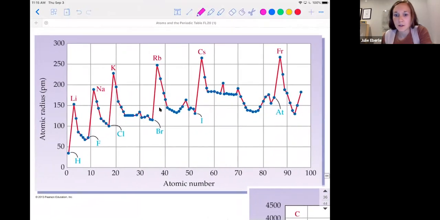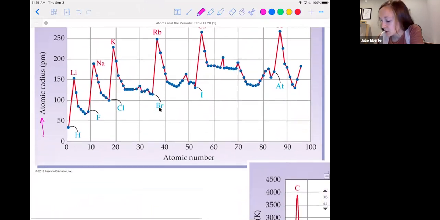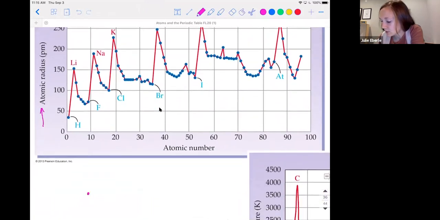Okay, let's look at this graph. So on the y-axis, we have the atomic radius. Now, everybody remembers from geometry what a radius is. If we have a circle, and atoms are a circle, they have the nucleus, and then here's the electron cloud. The radius is just the measurement from the edge to the middle. This would be the radius. I'm going to label it R.